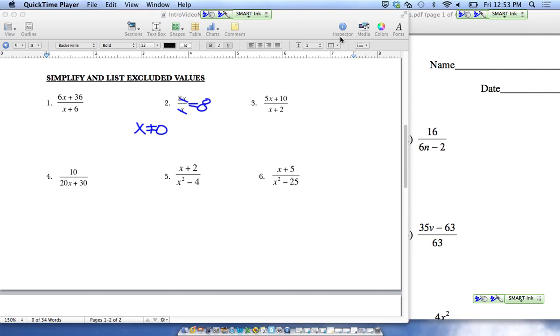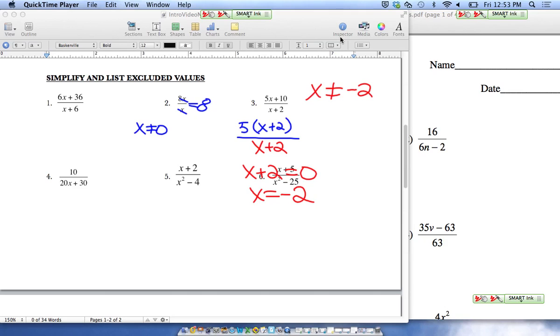In number 3, I'm going to factor the numerator. The numerator is 5 times x plus 2, and the denominator is x plus 2. So my excluded value, I'm going to color code it, would be the value that would make the denominator 0. So x is not allowed to equal -2. And then when I come back to simplify the problem, to remove the common factor, I would remove the factor of x plus 2, and my simplified answer would be 5.